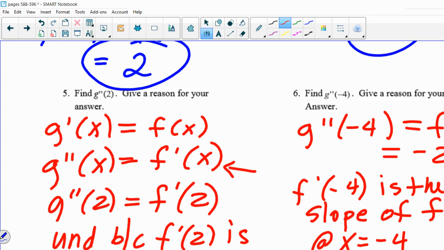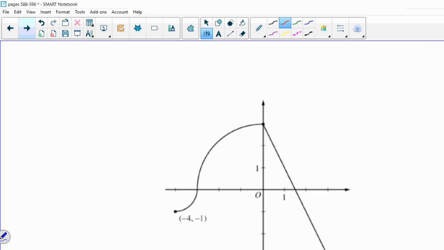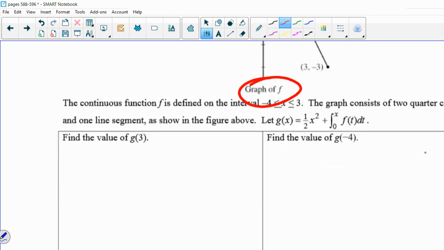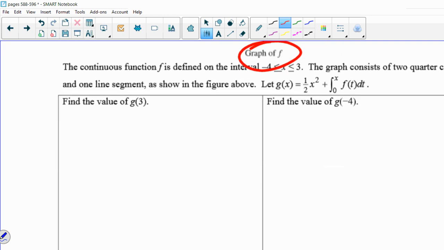One more page. The continuous function shown is f, so this is f. It is defined on a closed interval. The graph consists of 2 quarter circles and 1 line segment, which you can see, and we're told what g of x is. All right, so this is f, and then we're given an equation for g. Find the value of g of 3.